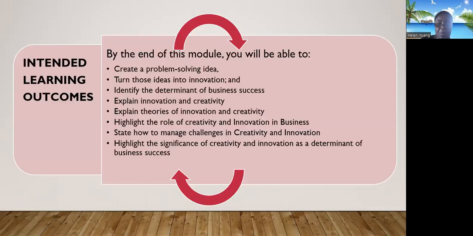These are our intended learning outcomes. By the end of this module, you will be able to create problem-solving ideas, turn those ideas into innovation, and identify the determinants of business success. Explain innovation and creativity. Explain theories of innovation and creativity. Highlight the role of creativity and innovation in business. You will also be able to state how to manage challenges in creativity and innovation. Then highlight the significance of creativity and innovation as a determinant of business success.